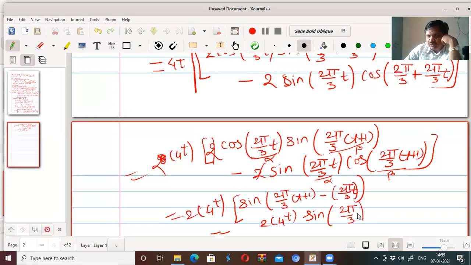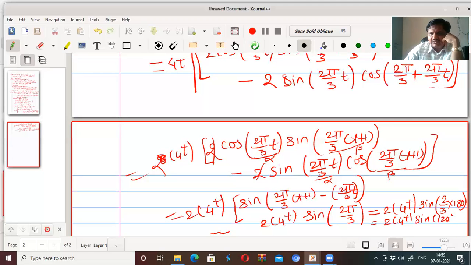And whether sine of 2 pi by 3 is 0? No, it is not equal to 0. 4 to the power t not equal to 0. 2 pi by 3 means what? Which degree angle is there? 2 into 4 to the power t sine of 2 by 3 into 180 degree. What is it? It is 120. So 2 into 4 to the power t sine of 120 degree. Sine of 120 degree is not equal to 0.